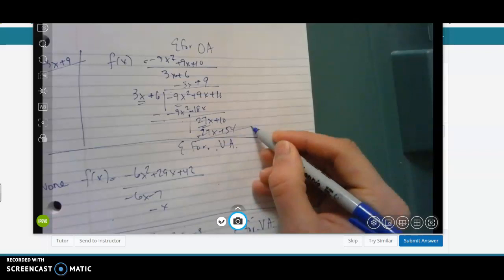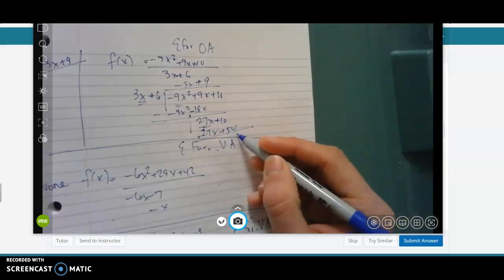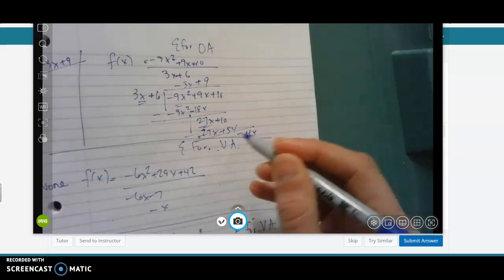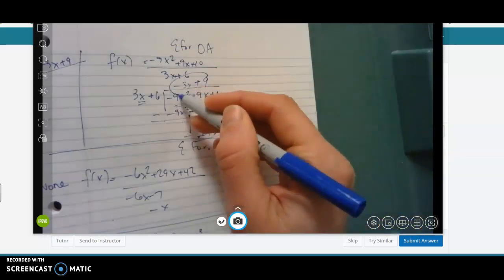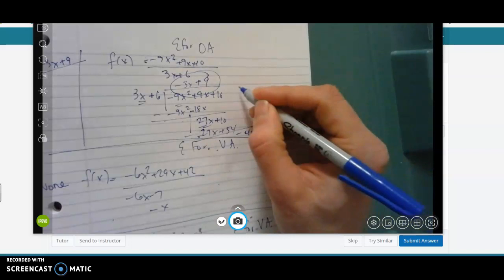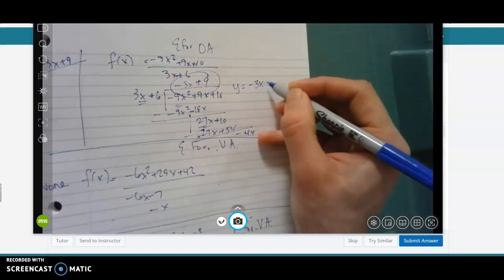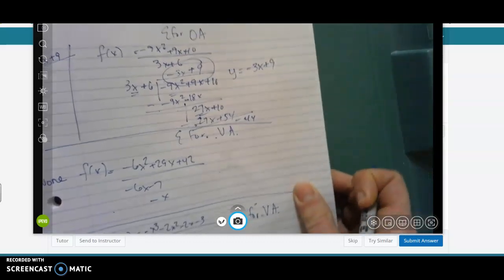Even though we don't get an exact answer here without a remainder, it doesn't matter. We get negative 44. We take what we have up here, and that's going to be our equation for our oblique asymptote: y equals negative 3x plus 9. It doesn't have to come out exactly.